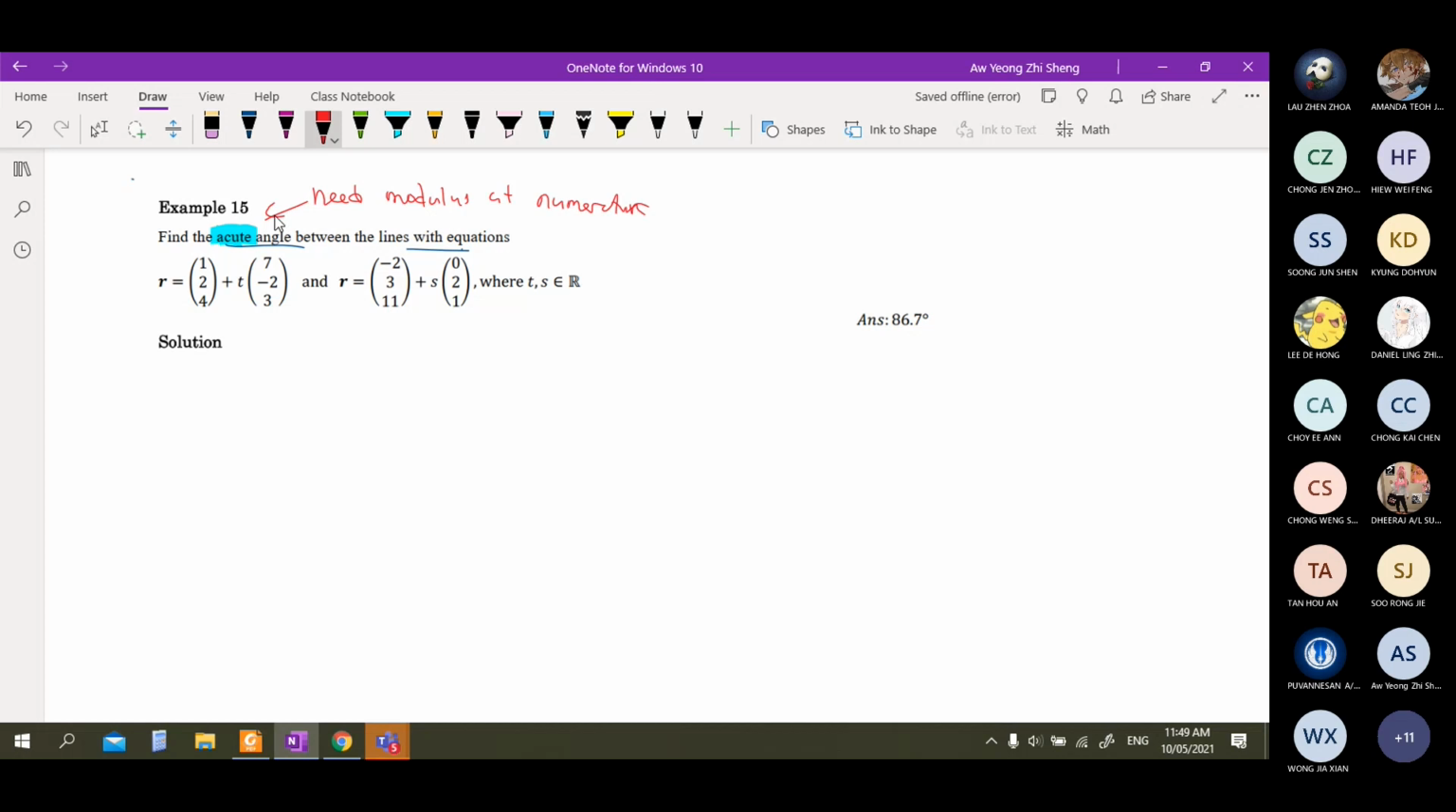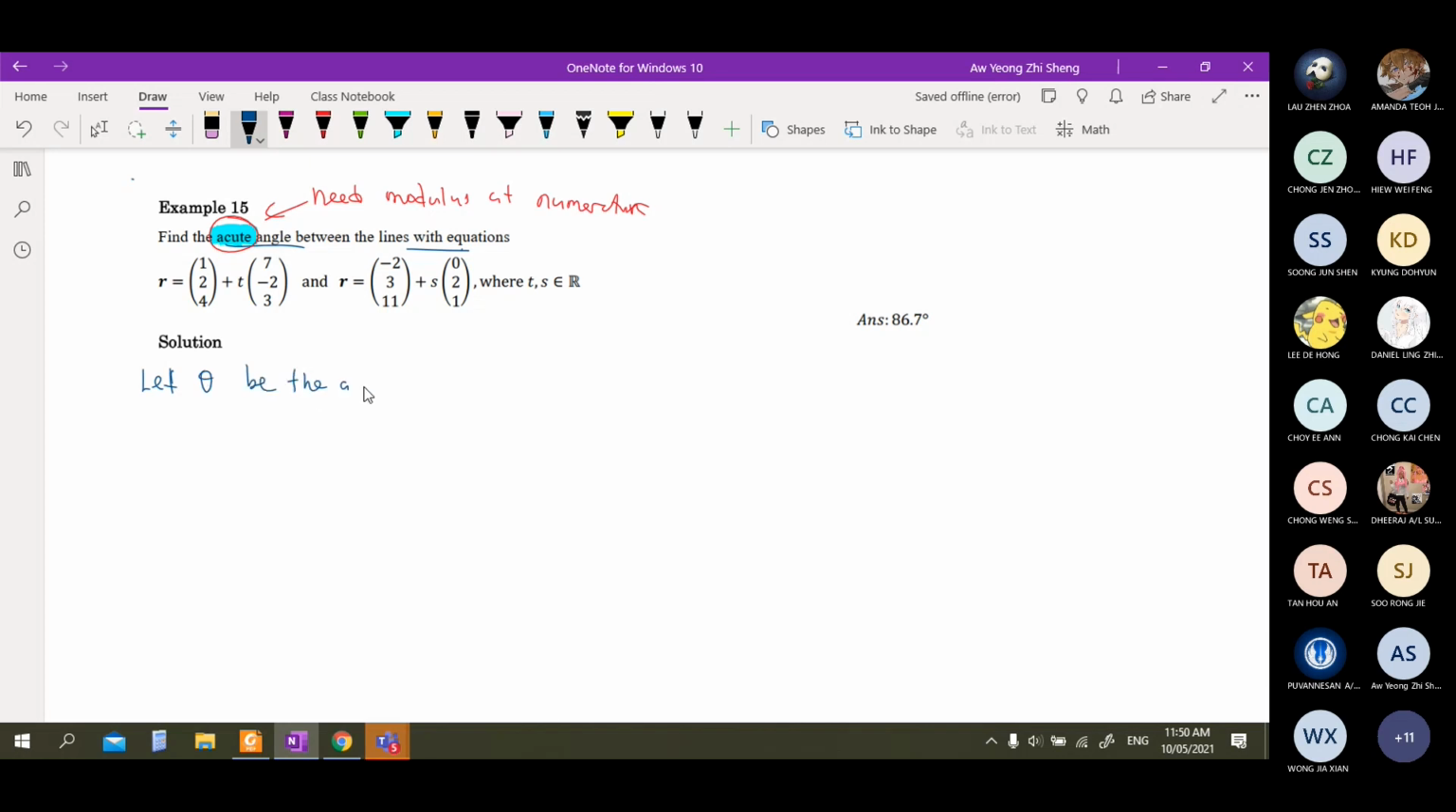Once you see the word acute, you are already reminded that you need a modulus at the numerator when you apply the formula for cos theta. So just don't forget the modulus when it is required. First of all, you need to introduce your theta. If you write cos theta equals whatever straight away and you write theta equals something at the end without telling people what theta is, you can't expect people to know. So it is a must to introduce what your theta refers to.